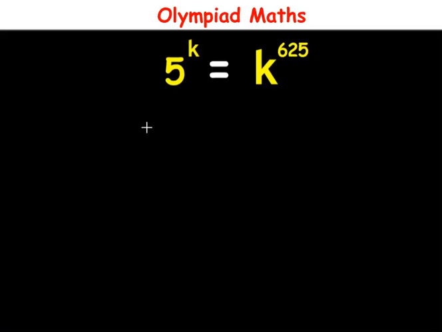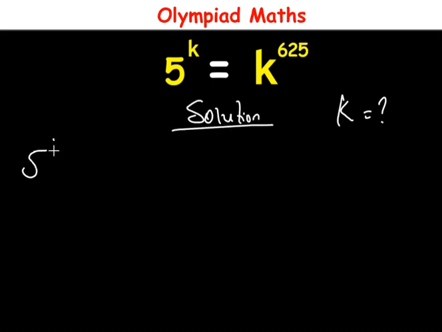Hello everyone, in this video let us solve this question. So we have 5 raised to power k is equal to k raised to power 625, and here we have to solve for the value of k. So k is the unknown one to solve for. To do this, solution, so we have 5 raised to power k is equal to k raised to power 625.